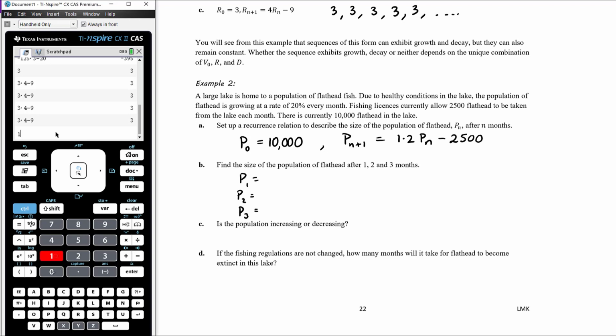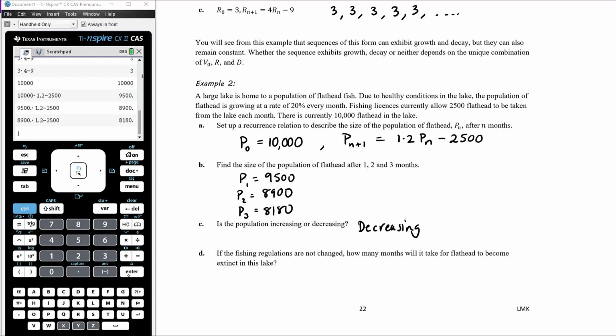Okay, let's get the recurrence relation happening. 10,000 is our starting value. We're going to multiply by 1.2 and then subtract 2,500. So we get 9,500 fish at the end of 1 month. Repeat that again, 8,900 at the end of 2 months. And repeat that again, 8,180 at the end of 3 months. Is the population increasing or decreasing? It's clearly decreasing. What that means is the 20% increase each month isn't enough to counteract the fact that we're taking out 2,500 fish. We're fishing more than the population is growing, so it's not a sustainable rate to allow people to fish out of the lake.